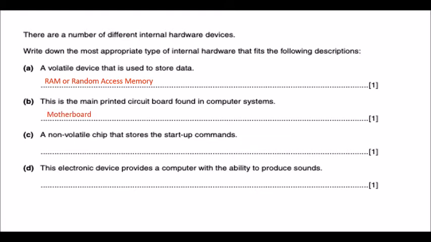Next, a non-volatile. Of course, the opposite of volatile is non-volatile. What is that? So we said that one is read-only memory. All these kind of questions, you are not even expected to lose a single mark, even half a mark, because it's very easy to know. Now, the last one, electronic device provides a computer with the ability to produce sound. What is that? That's the sound card. Excellent. That's the sound card.